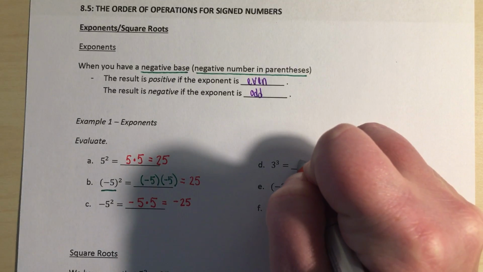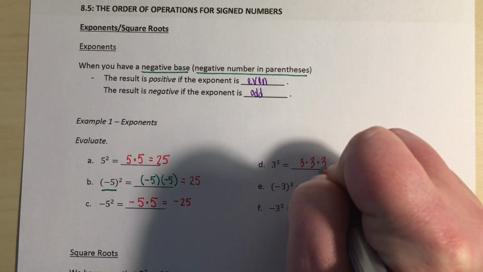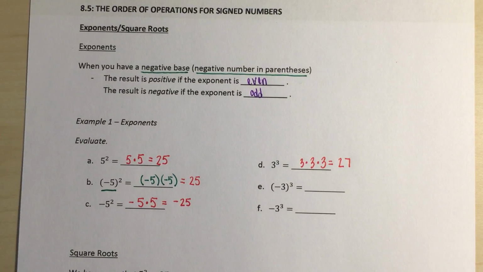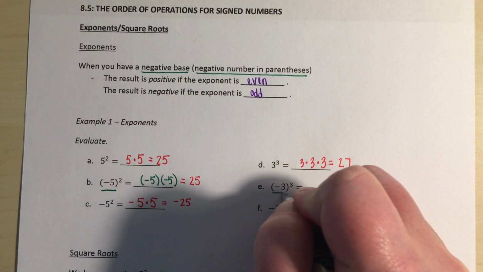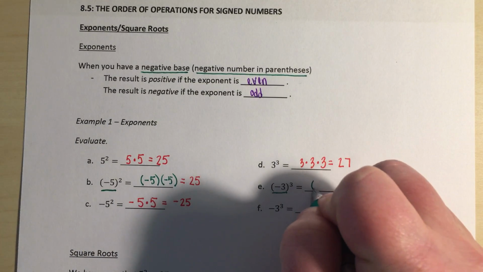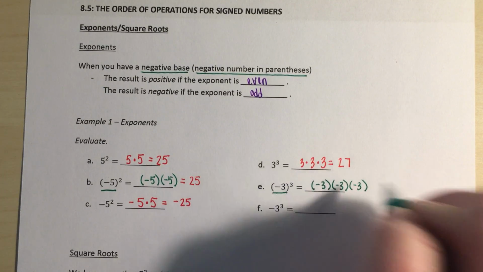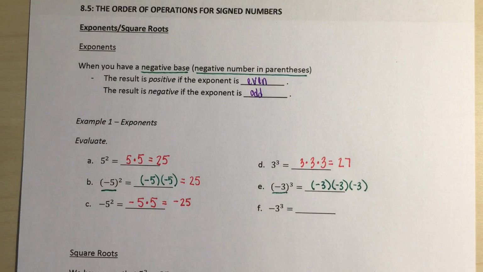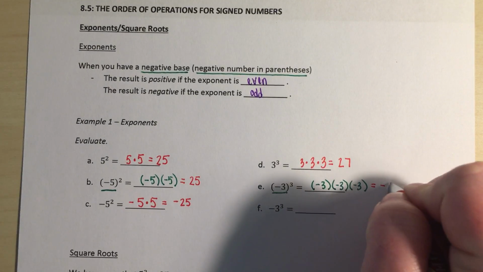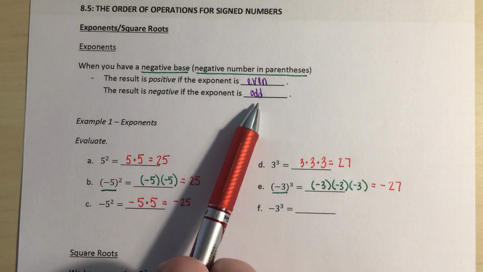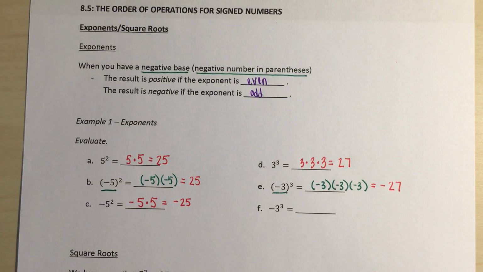3 cubed means 3 times 3 times 3. Well, 3 times 3 is 9. 9 times 3 gives us 27. So 3 cubed is 27. Negative 3 cubed. Well, now we have a negative base because we have a negative number in parentheses. Negative 3 times negative 3 times negative 3. 3 times 3 times 3 is still going to give us 27. But remember, if we have an odd number of negative signs, we get a negative result. So our base is negative and our result is negative because our exponent is odd in example E.